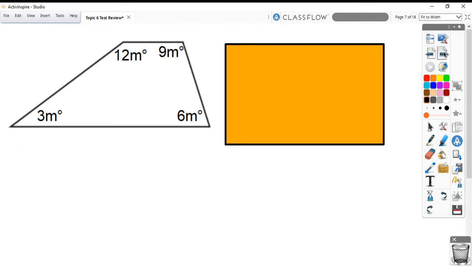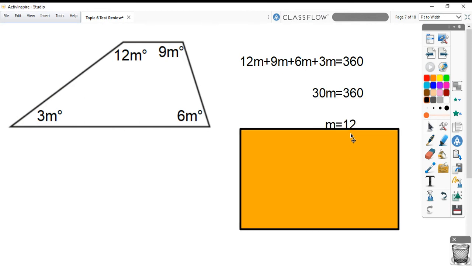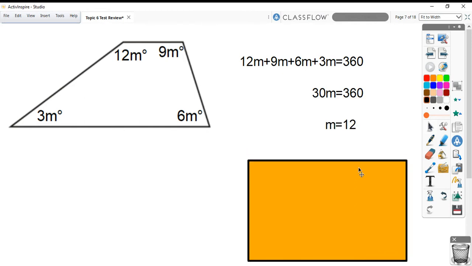On this last one, this time we only have 4 sides, so it's going to add up to 360 degrees. Angle plus angle all the way around equals 360. Combine like terms and solve.